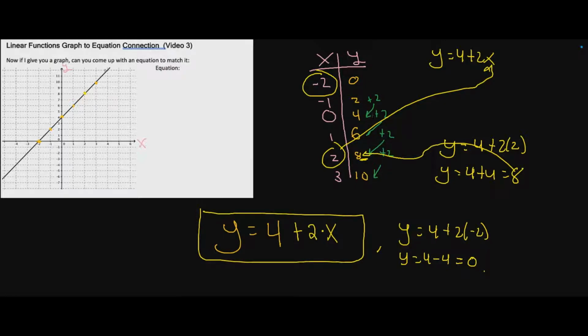Now, here's a cool observation. Notice on the right, the y values, how we're adding by 2 every time. On the left, what are we always adding by? We're always adding by 1. 0 plus 1 is 1. 1 plus 1 is 2. 2 plus 1 is 3.